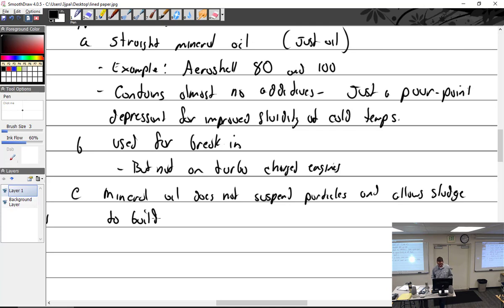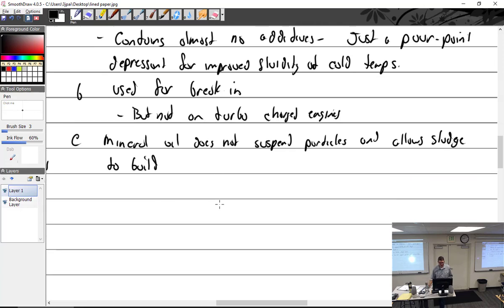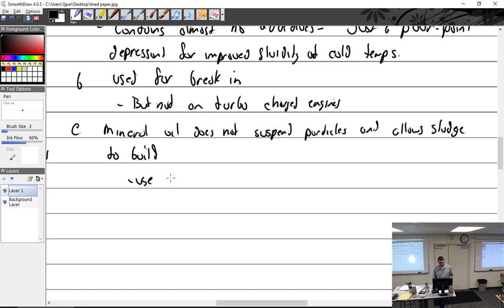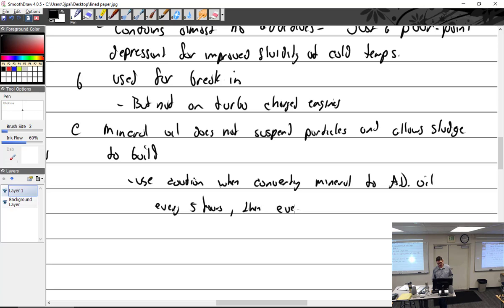So change oil every 5 hours, then every 10 until you get a clean screen and no sludge in the screen. So no thanks. So I'll just put: use caution when converting mineral to AD oil. That's what the next one, talk about AD oil. Was every 5 hours. Then every 10 hours. Oh my God, that would just kill me.